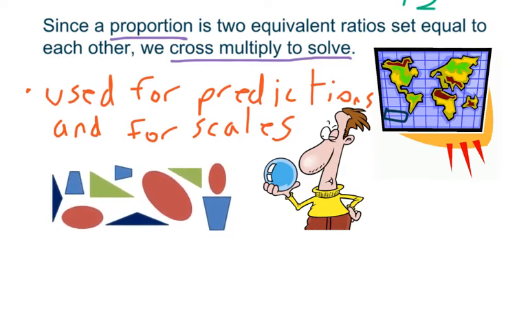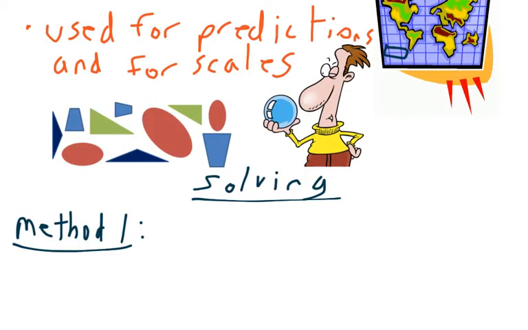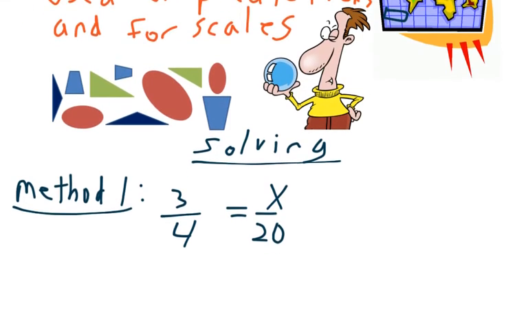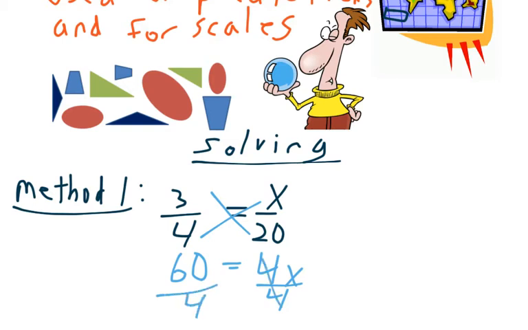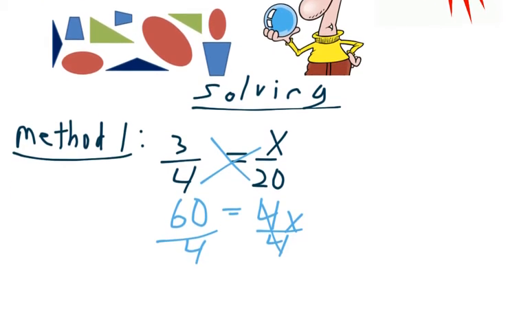Now there are two main ways to solve proportions. We just talked about cross multiplying. That's our first way. So for our first method, if we took 3/4 and we knew that was equal to x over 20, then we could just cross multiply. So 4 times x gives us 4x. 20 times 3 gives us 60. And then we would just divide by 4, divide by 4. And 60 divided by 4 is 15.